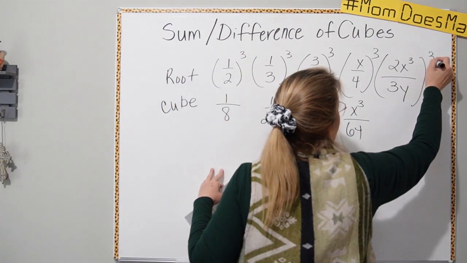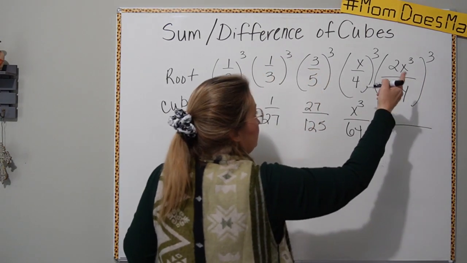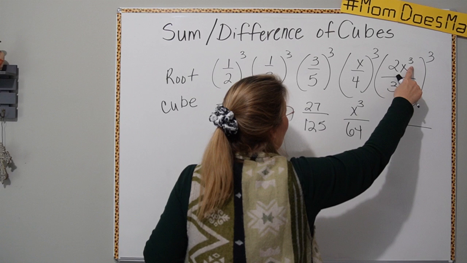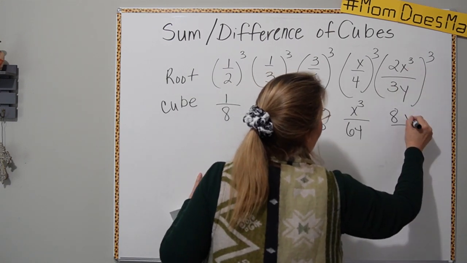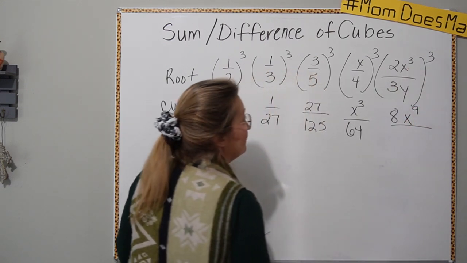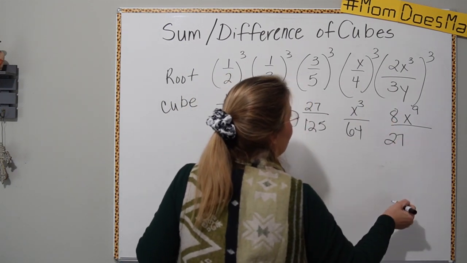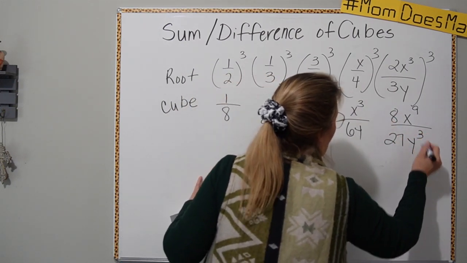All right, now let's look at this one. Let's be careful. If I cube 2, 2 times 2 is 4 times 2 is 8. Now when I cube x to the third, I'm going to multiply exponents. So that's x to the 9th. All right, when I cube 3, that's 27 y cubed.